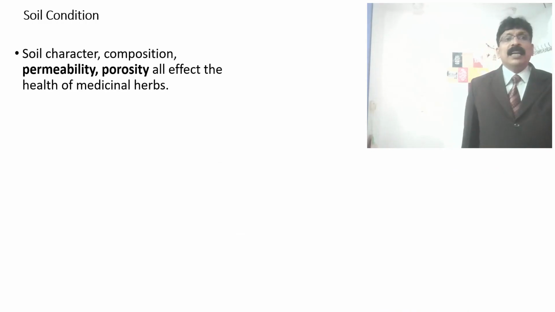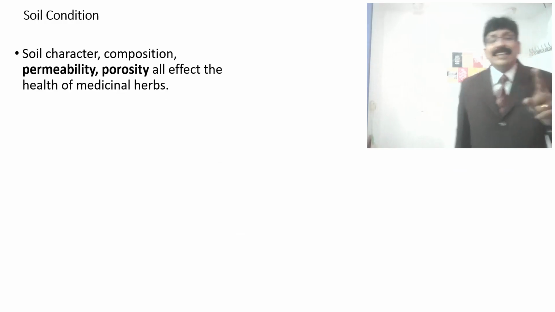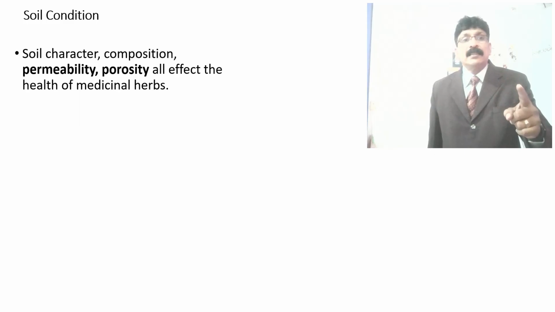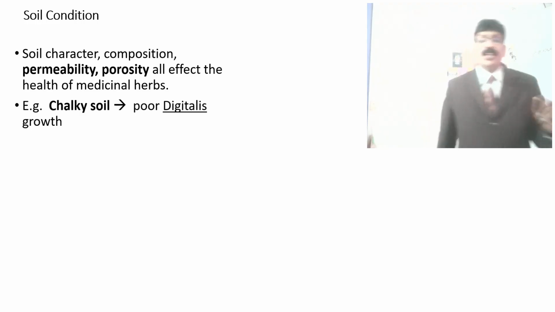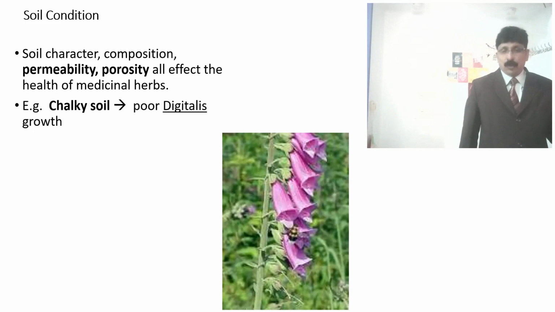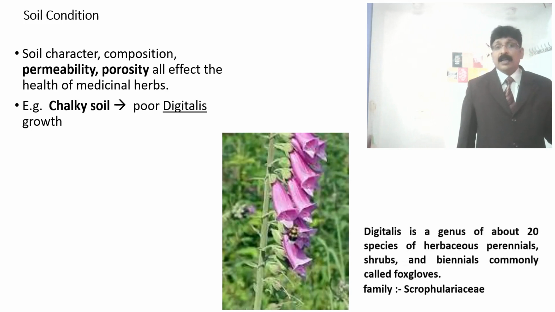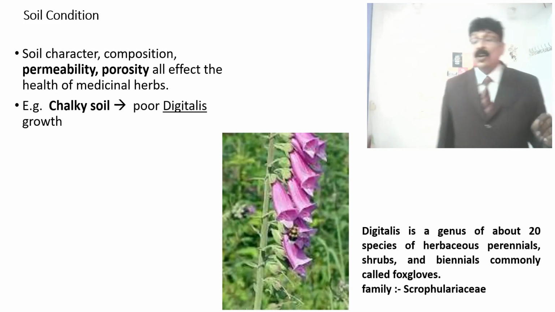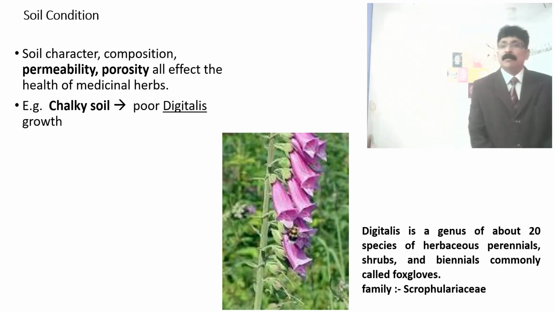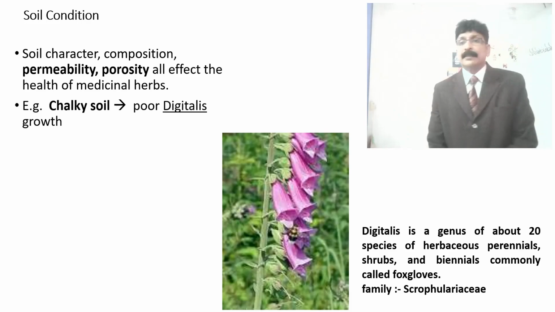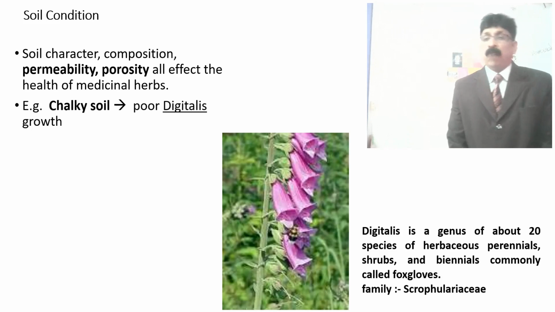Soil condition: soil character, composition, permeability, porosity all affect the health of medicinal herbs. Example, chalky soil gives poor Digitalis growth, cardiac glycoside. Digitalis is a genus of 20 species of herbaceous perennial shrubs and biennials, commonly called foxgloves.